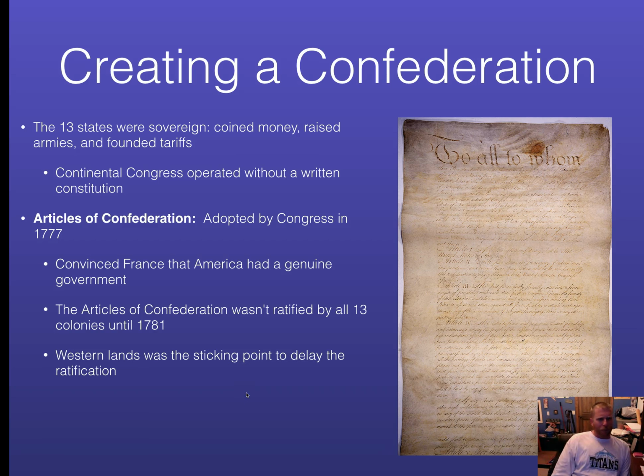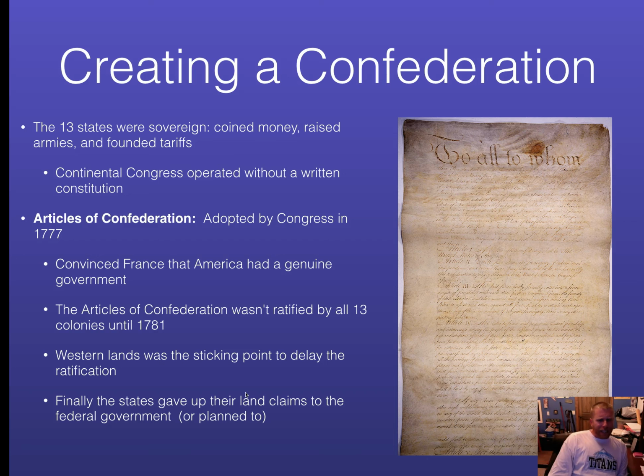Western lands was the big problem, because Virginia and Massachusetts and New York and Pennsylvania had huge tracts of Western land that they were going to sell off to make money. What do you do with them? That was a difficult sticking point for them. Finally, the states gave up their land claims and gave them to the federal government, or at least planned to at that point, which gave the federal government at least one way to make some money, which we're going to get to in the next sections.